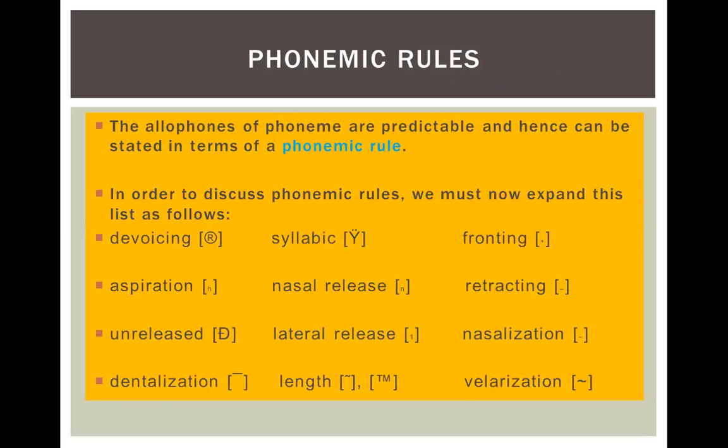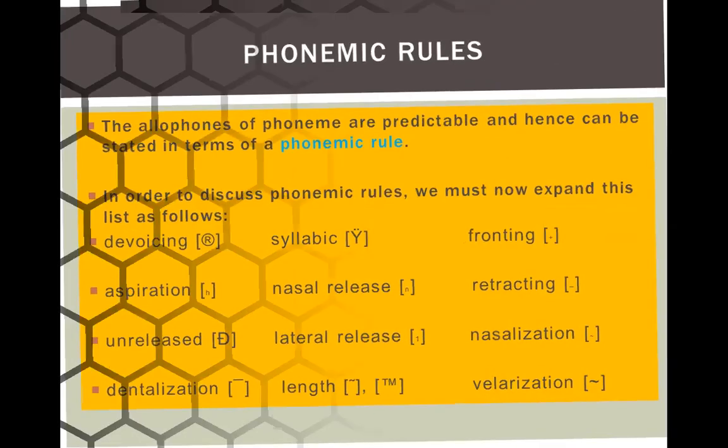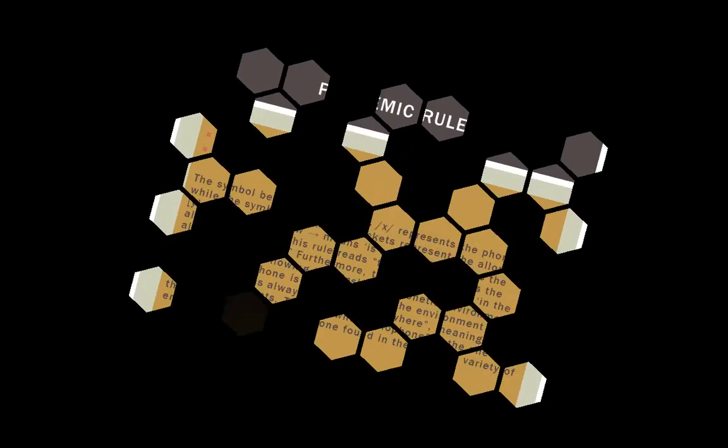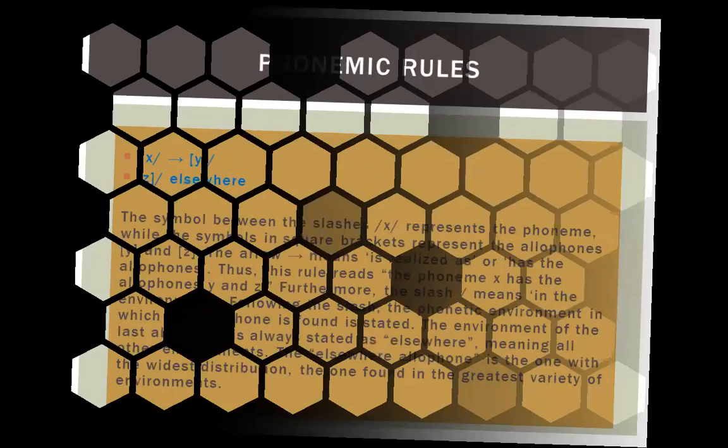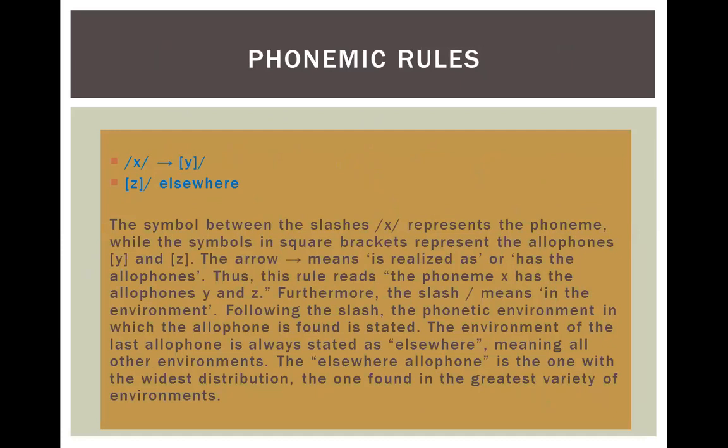When it comes to the phonemic rules part, the allophones of a phoneme are predictable and hence can be stated in terms of phonemic rules. In order to discuss phonemic rules, we must now expand this list as follows. The symbol between the slashes, X, represents the phoneme, while the symbols in square brackets represent allophones Y and Z. The arrow means is realized as or has the allophones. Thus, this rule reads: the phoneme X has the allophones Y and Z.